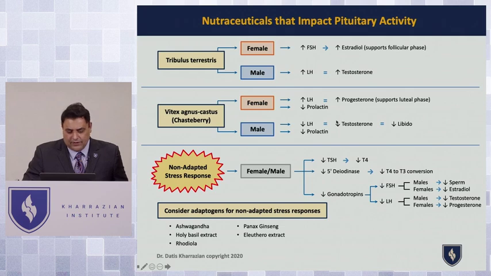So that's pretty interesting. And then the other key thing to take into place is to support the pituitary stress responses and dampen FSH and LH output. So adaptogens like ashwagandha, holy basil extract, and rhodiola could be useful to support these pathways.